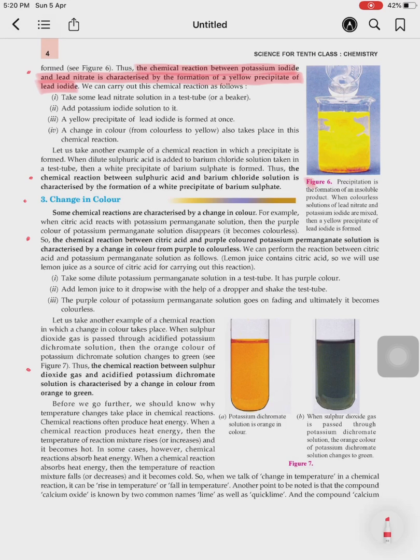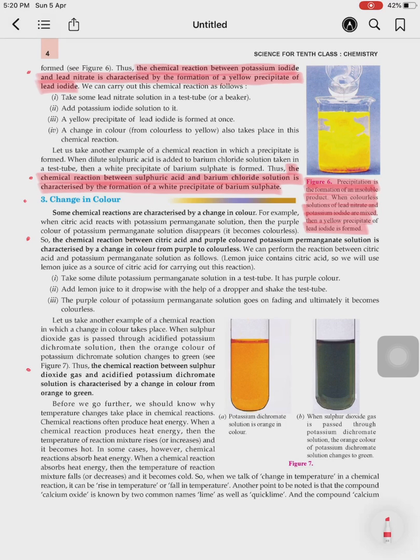This is the figure, or the diagram, of formation of lead iodide. So lead iodide looks like this. The next example is the chemical reaction between sulfuric acid and barium chloride, characterized by formation of a white precipitate of barium sulfate.